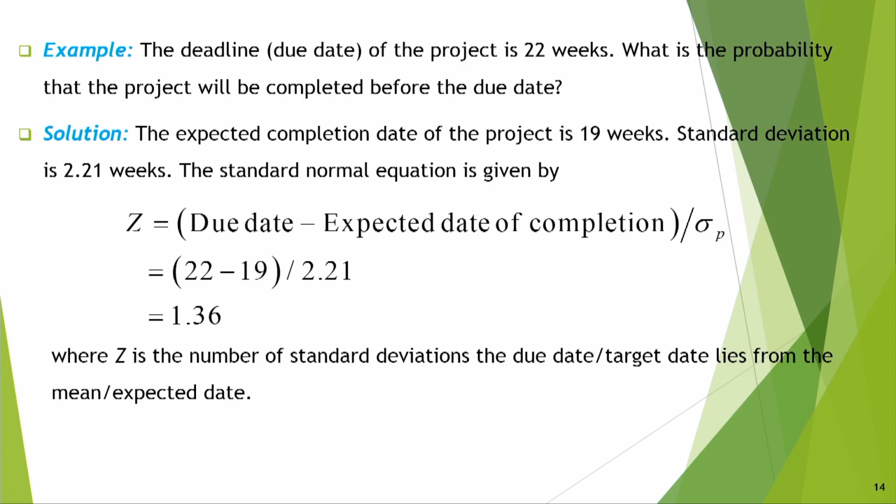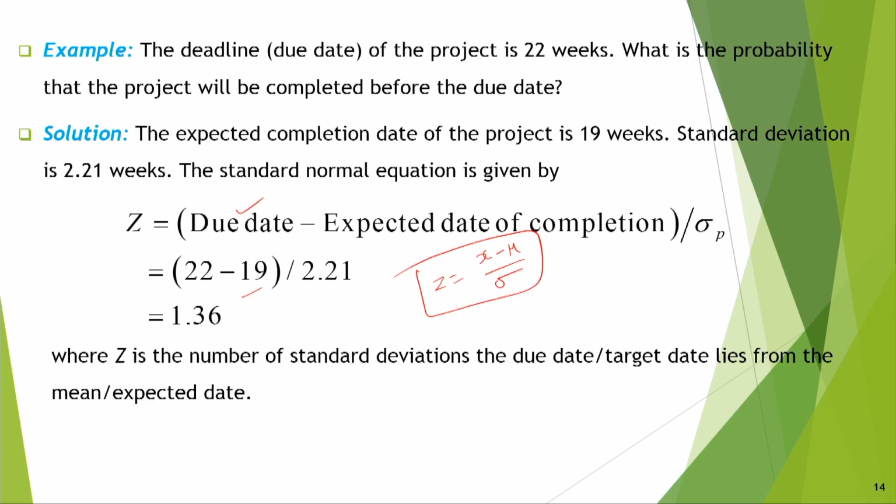The standard normal equation is given by: you have to find the normalized parameter Z. The due date means the actual value, so we need 22, and the expected date of completion means the mean. That is how to normalize a distribution: x minus mu divided by sigma. That's how we used to give that estimate. So, Z is equal to (x minus mu) by sigma. So, 22 minus 19 divided by 2.21 is equal to 1.36.